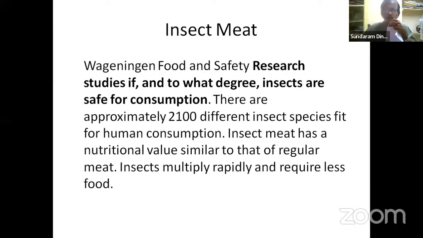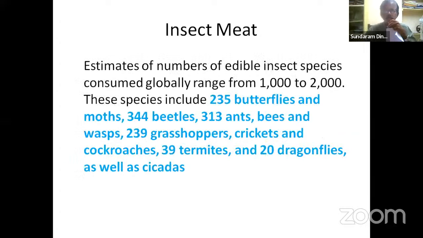I'll tell you how much insect food is available in the market, and which country is propagating and famous for insect meat. I'll tell you one by one. Insect meat has a nutritional value similar to regular meat. That is why insect meat is getting popular. Insects multiply rapidly and require less time. So this field is called entomophagy.